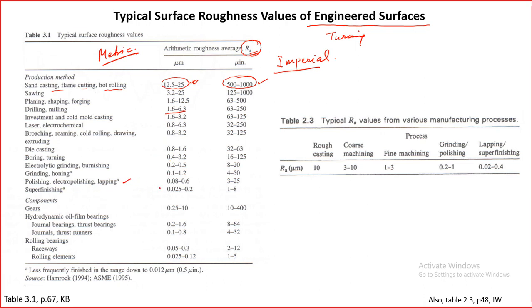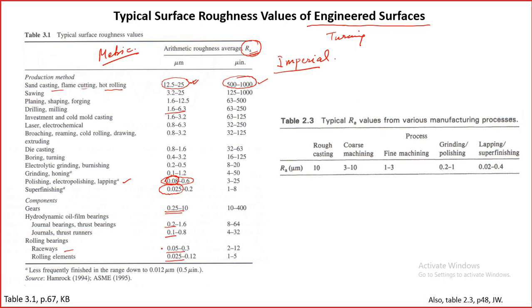Once we do the polishing and lapping, the surface roughness goes very, very low. So this is more represented by the polishing, 0.08. And super finishing will be 0.025. So this is the kind of surface roughness we will get. And actual components like a gear will have 0.25 to 10. Hydrodynamic oil film bearings 0.2, 0.1. So these are the ranges. Rolling element bearing raceways will have 0.05, and rolling elements will have 0.05.